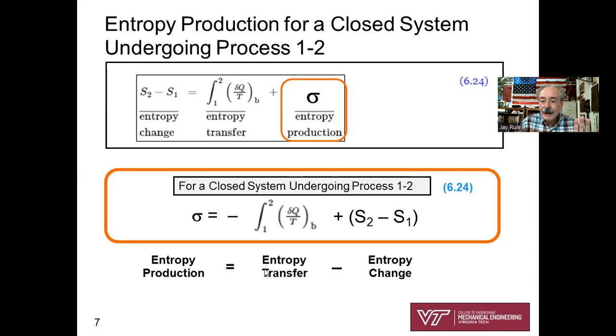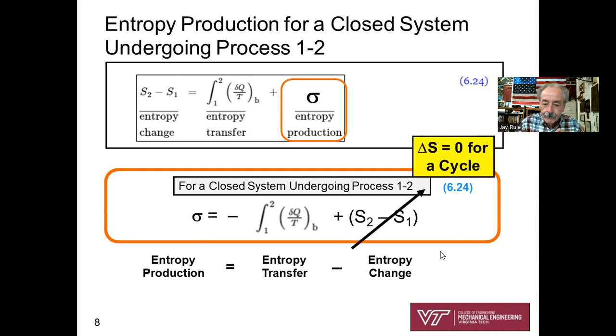I love to rewrite this. So I flip the sides of the equation to say the entropy production equals minus the integral of del Q over T plus the entropy change. Now, what did we just say about a system undergoing a cycle? For a cycle, delta S is 0. So we're getting a little more simplified for the entropy production of a closed system undergoing a cycle.